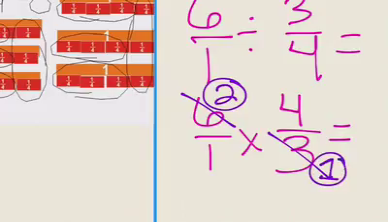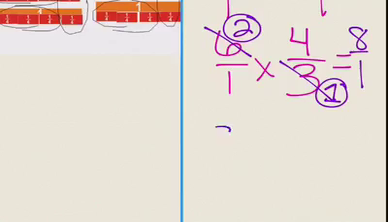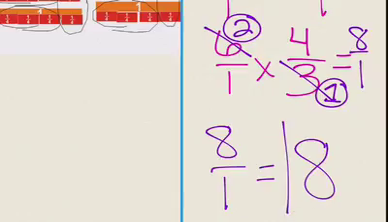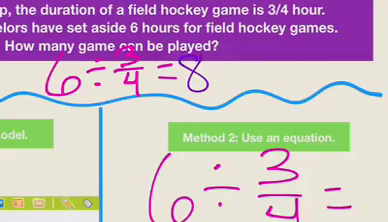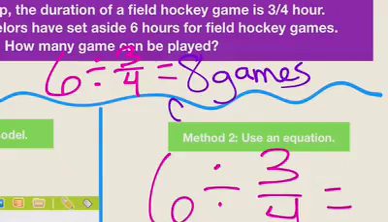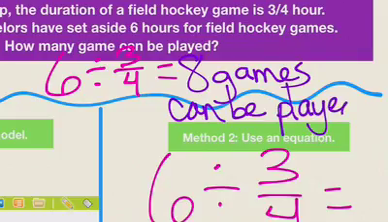Now multiply your new numbers together. 2 times 4 is 8, 1 times 1 is 1. So we get a quotient of 8 over 1, but we know we're going to simplify that to 8. Okay, because 8 divided by 1 is 8. Notice we get the same final answer both times, so we can say 8 games can be played.